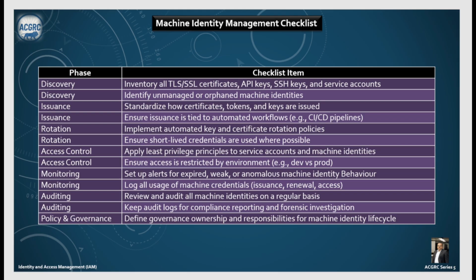Set up alerts for expired, weak, or anomalous machine identity behavior. Log all usage of machine credentials. Review and audit all machine identities on a regular basis. Keep audit logs for compliance, reporting, and forensic investigations. Finally, define governance, ownership, and responsibilities for the machine identity lifecycle.